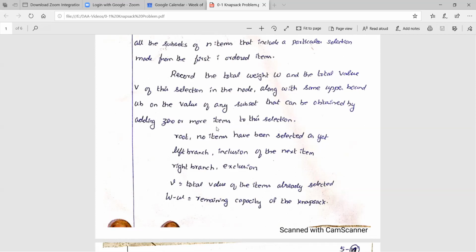So what is the optimization? Whatever objects we are selecting, the profit should be more compared to the other subsets. So this will be the maximization problem.